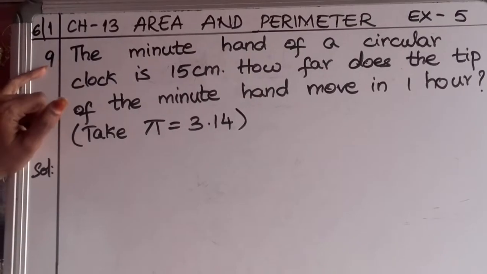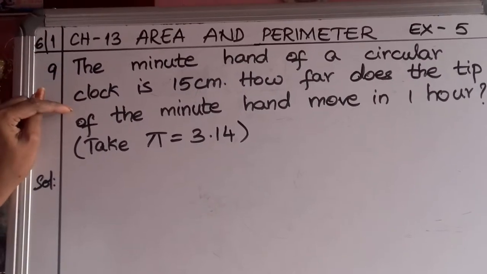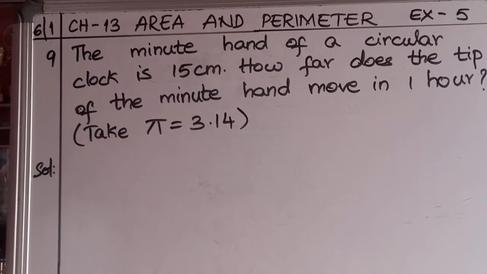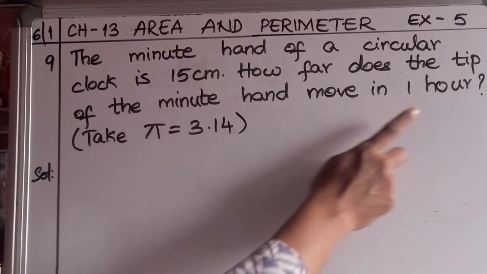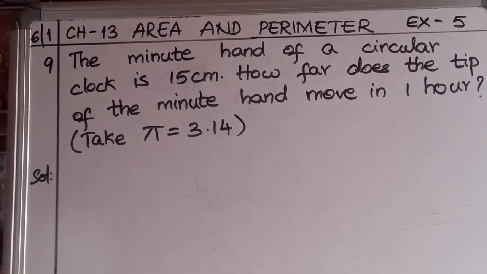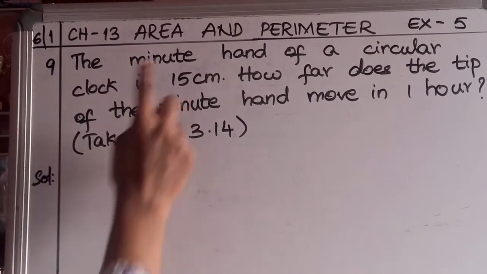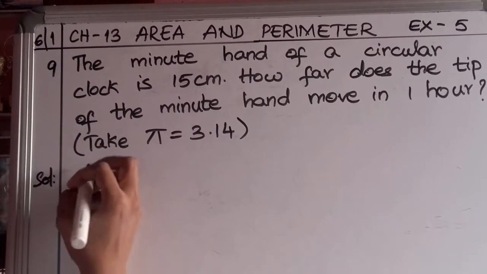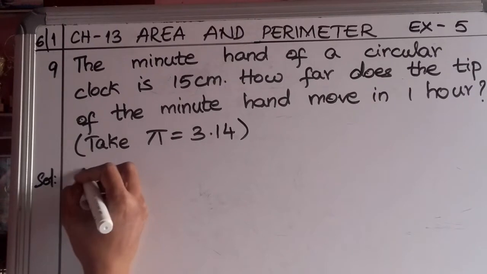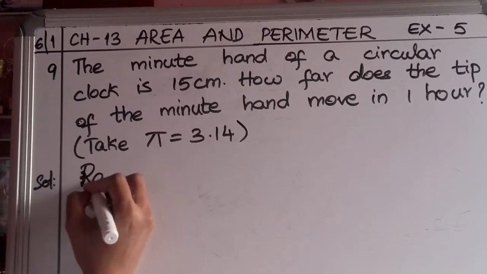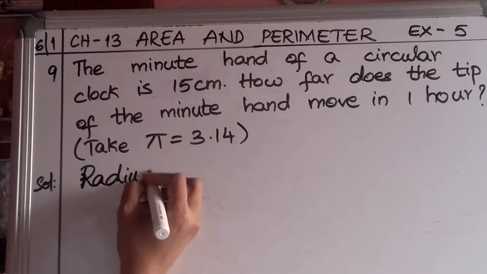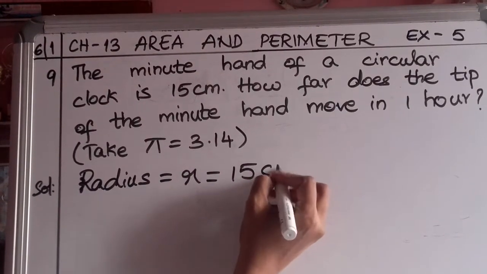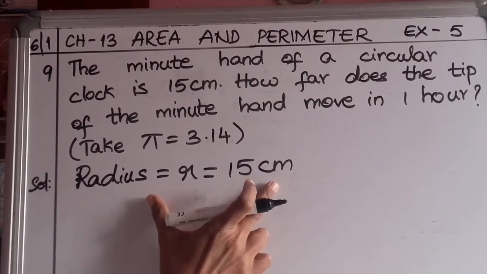Let us read the ninth question. The minute hand of a circular clock is 15 centimeters. How far does the tip of the minute hand move in 1 hour? This is what you have to find out. The minute hand goes from the center to the numbers in a clock. So here we are going to write the radius. Radius R is equal to 15 centimeters. This is the radius.